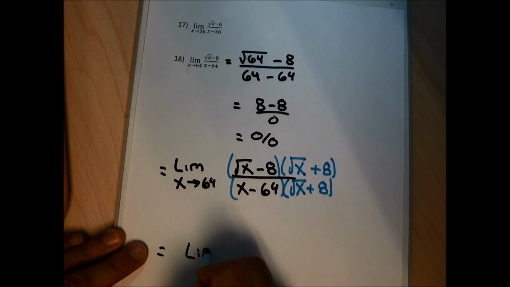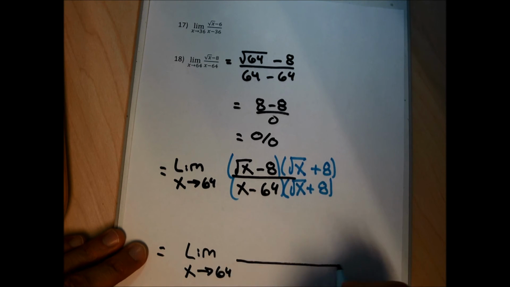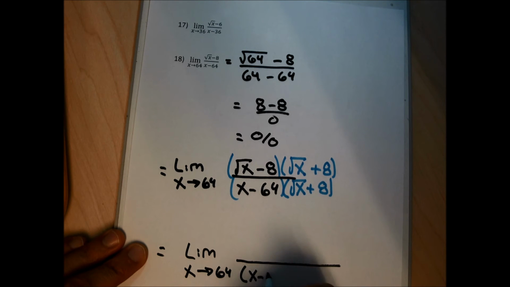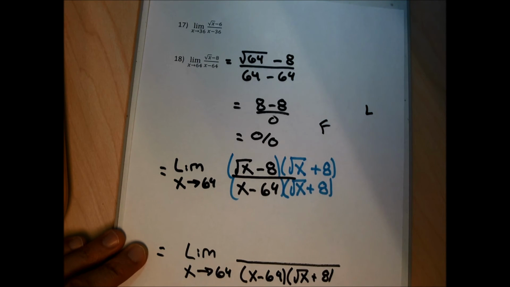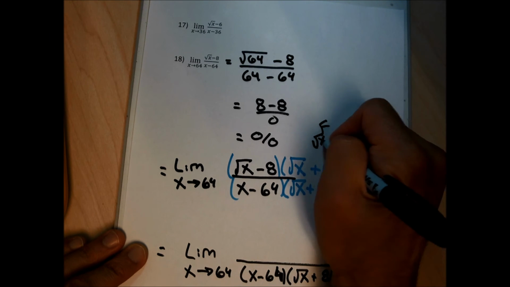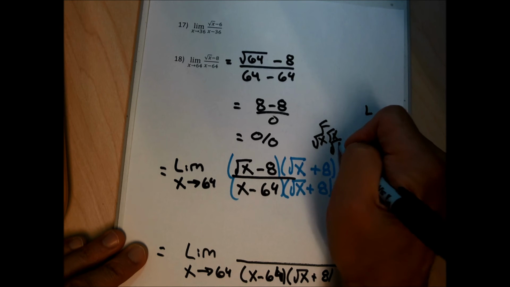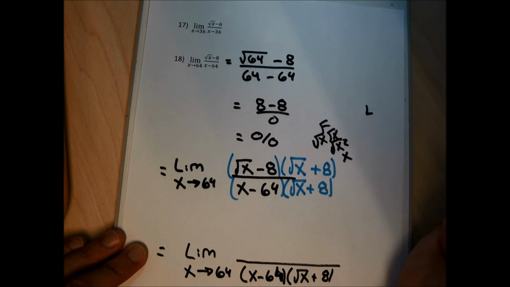The denominator, I'm just going to leave and not multiply it out. So I'm going to leave the denominator 6x minus 64 times the square root of x plus 8. And in the numerator, I really just have to do the first and the last because the outers and inners are going to cancel. So the first are the square root of x times the square root of x, which is the square root of x squared, which is x.